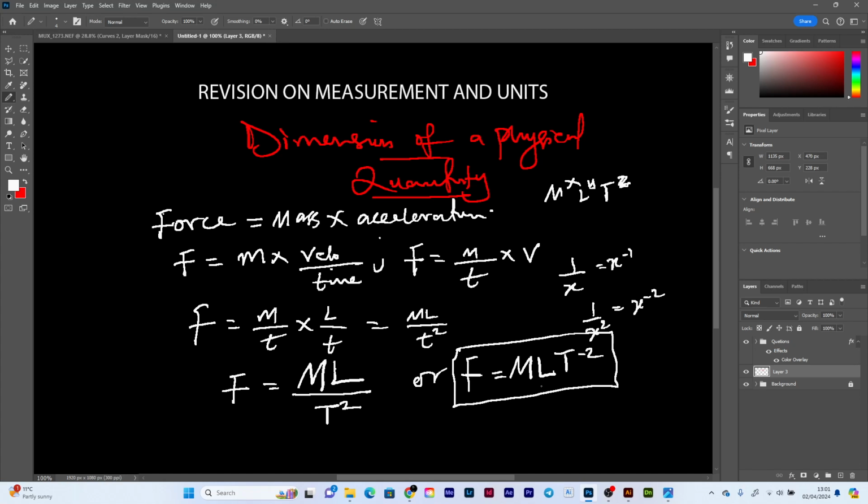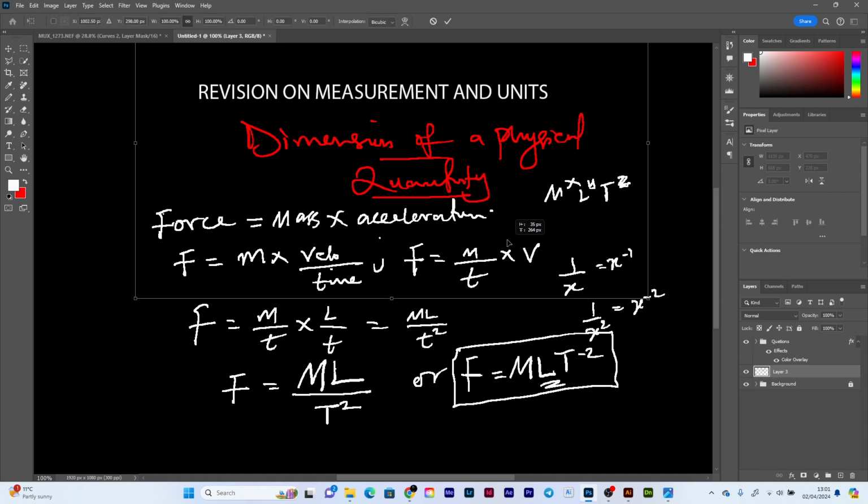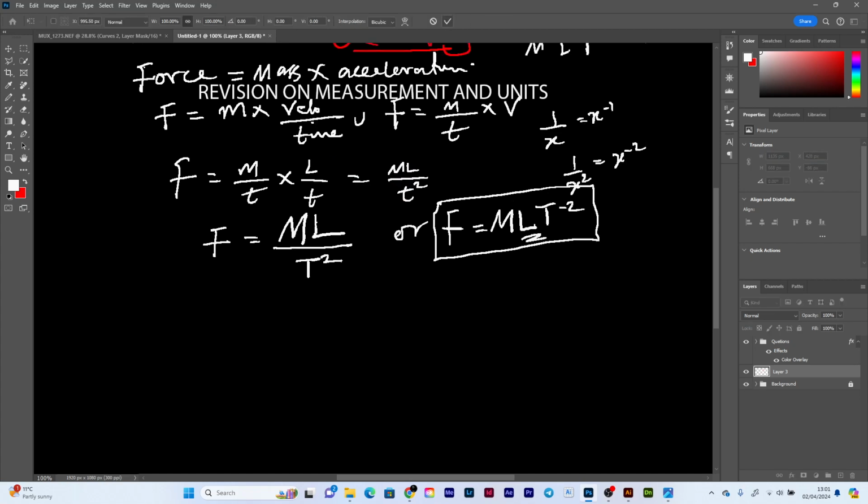So this is going to be the dimension for force, MLT raised to power minus 2. However, as a JAMB WAEC student, there is a trick I want you to understand. If you know the unit of all these quantities, getting their dimension will be very fast for you. Remember, you have just 1 minute to answer questions, right? But for WAEC students, you have to go through these particular steps. But for JAMB WAEC, why can't you just do like this?